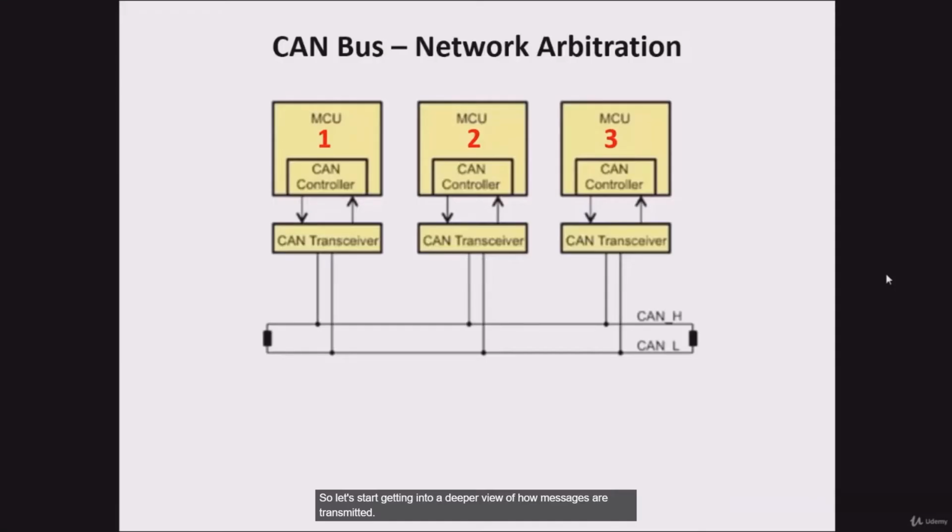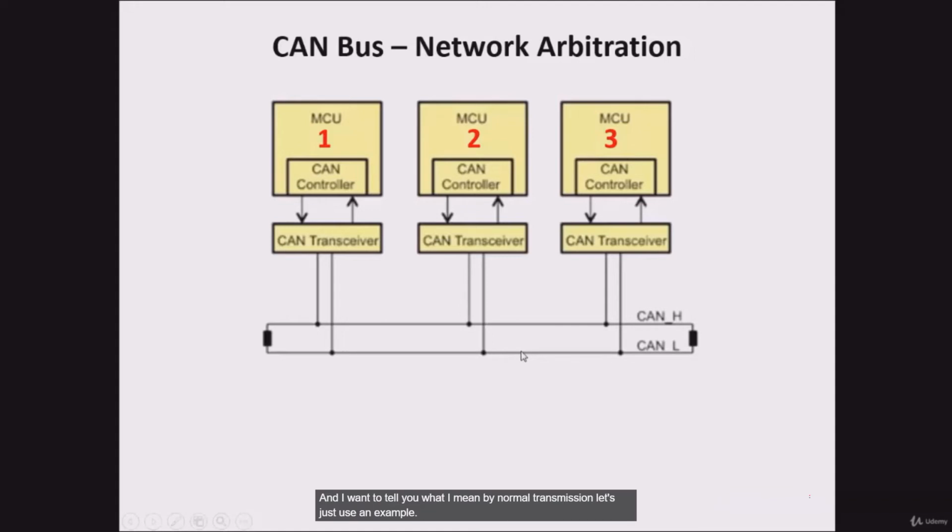So let's start getting into a deeper view of how messages are transmitted on the CAN bus network. Getting very specific now, we're going to be using this diagram in a few of the lectures to come, starting with this one. It just shows three different devices on a network, 1, 2, and 3. I'm just using 1, 2, and 3 to refer to them. They don't have the address of 1, 2, and 3. Devices on a CAN bus network don't have unique addresses. So most of the time on a CAN bus network, there aren't going to be collisions.